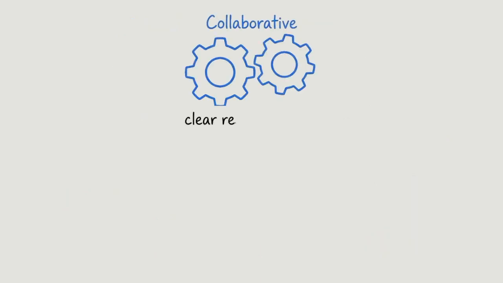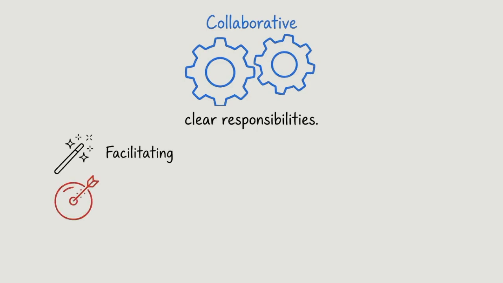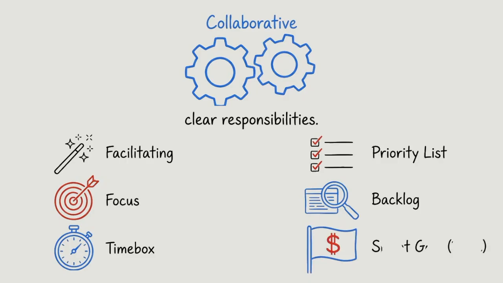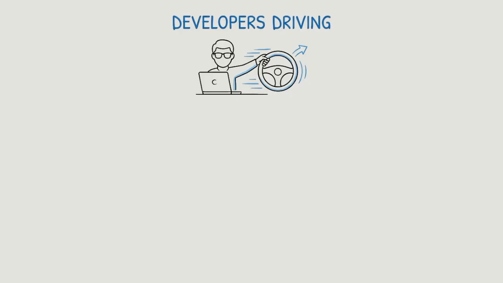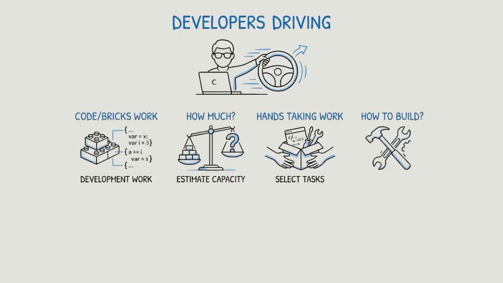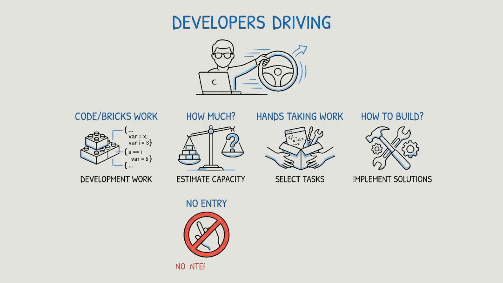The sprint planning call is driven collaboratively with clear responsibilities, where the Scrum Master facilitates the meeting and ensures it stays focused, effective, and within the time box. The product owner explains the priorities, clarifies product backlog items, and proposes a sprint goal based on business value. The developers drive the planning of the work itself. They decide how much work they can take and how they will build it. No one else tells the developers how much they must commit to.